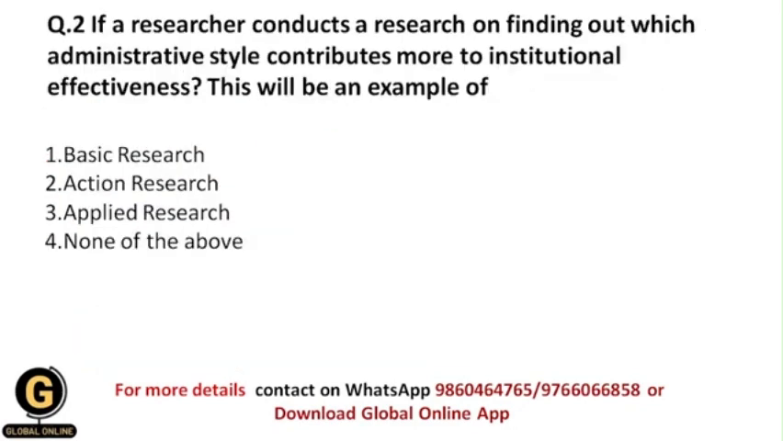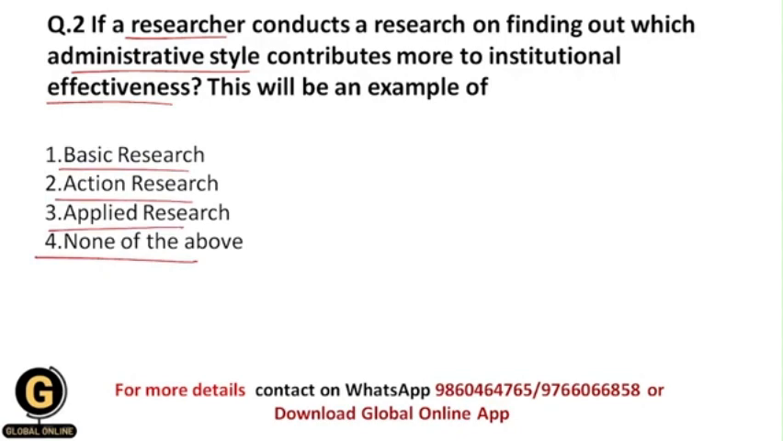Okay, if a researcher conducts research on finding out which administrative style contributes more to institutional effectiveness, this will be an example of what? If I am a researcher and I want to find out how much administrative style contributes to institutional effectiveness, then what kind of research will I follow? Whether I will follow basic research, action research, applied research, or none of the above.